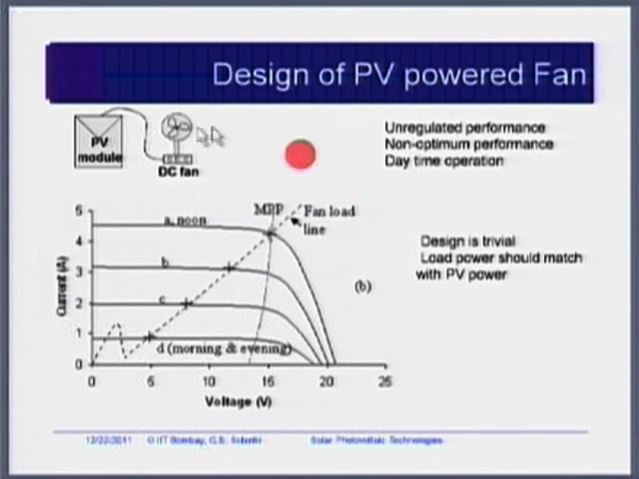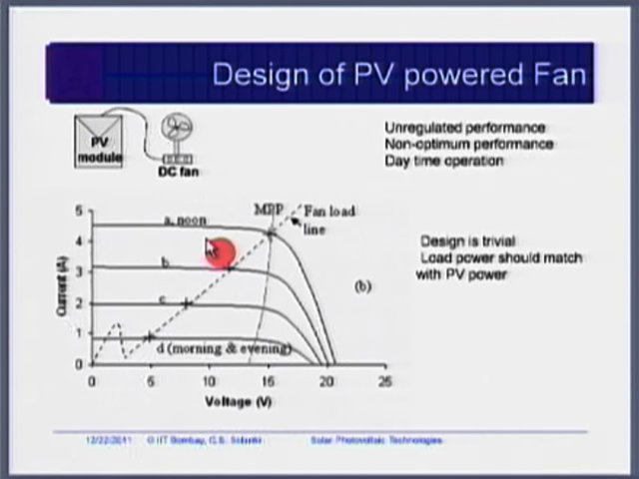Now look at your fan. The fan possibly has a DC motor, and this is typically the characteristic of a DC motor. So where is the operating point? The operating point is here, here, here and here. But all these operating points which are shown by the cross are not the maximum power point.